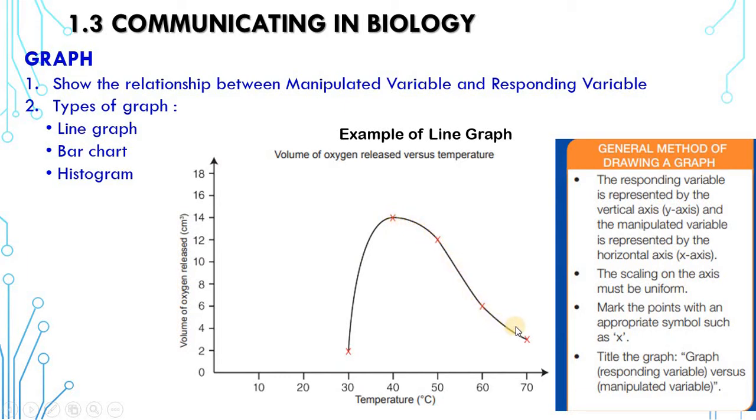After that you have to draw the line here. For the title of the graph, you write the responding variable versus the manipulated variable. If you look at this example, this is the responding variable and this is the manipulated variable. So how do we write the title? RV versus MV: volume of oxygen released versus temperature.